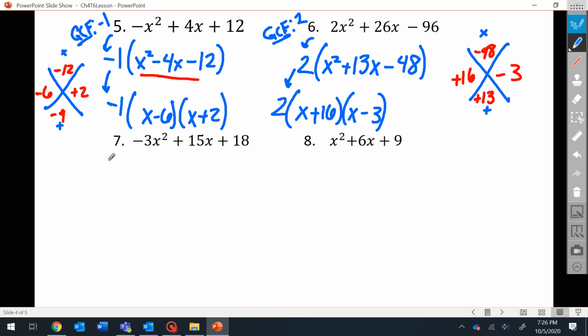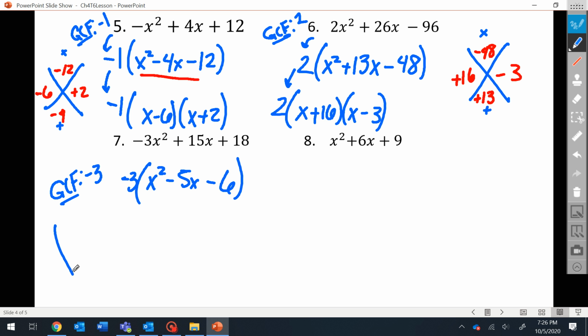Number 7, we have a GCF here. The GCF of number 7 would be 3, but the first term is negative, so it's negative 3. So if we factor out a negative 3, we're left with x squared minus 5x minus 6.